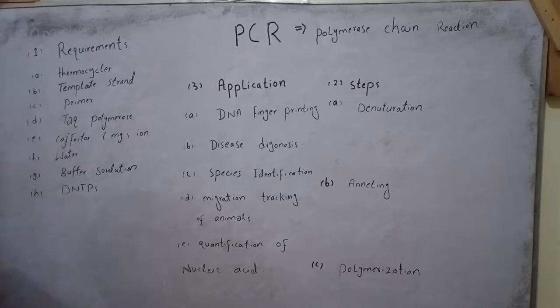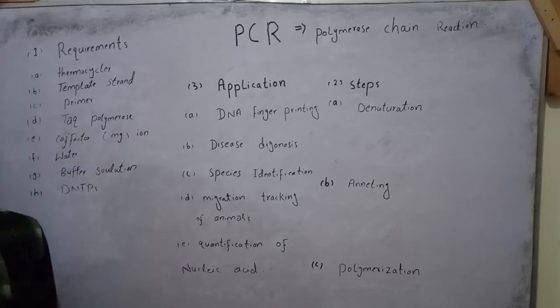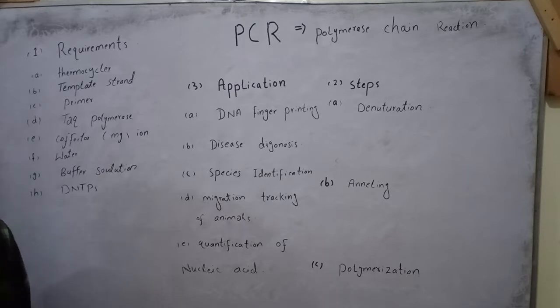The third requirement is basically a primer. So we know that a primer is basically a short sequence of nucleotides which is responsible for attaching to our DNA sequence to help in the amplification process.